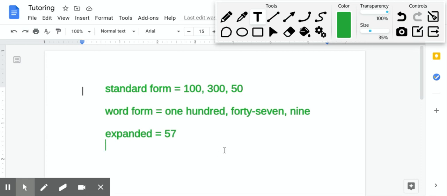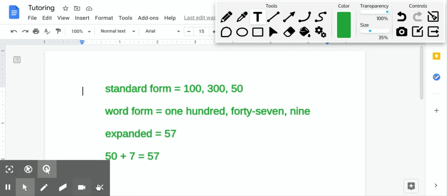When we are writing in expanded form, we have to isolate all the different place values. So isolating the tens and isolating the ones in this case, because we have 50 plus 7, and that's what it would be. So there are 5 tens, 50, and there are 7 ones, 7. So it would be 50 plus 7, which would be 57.